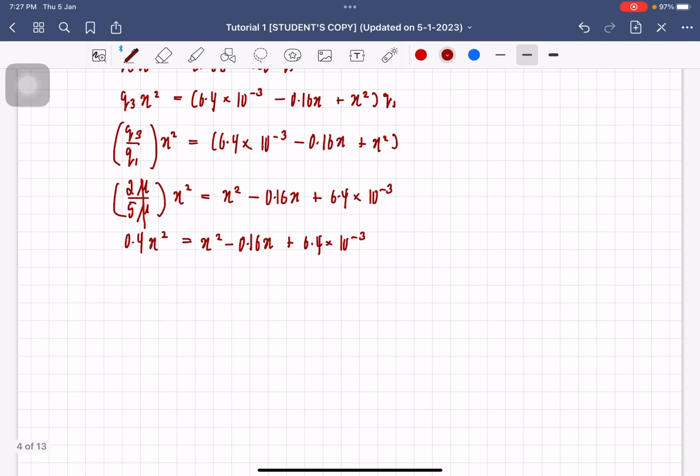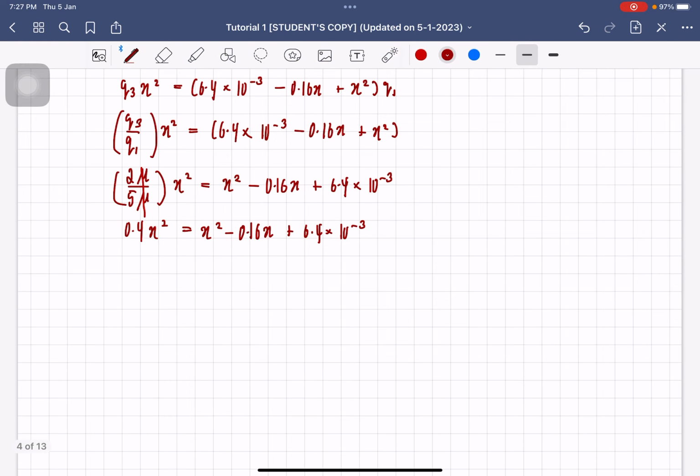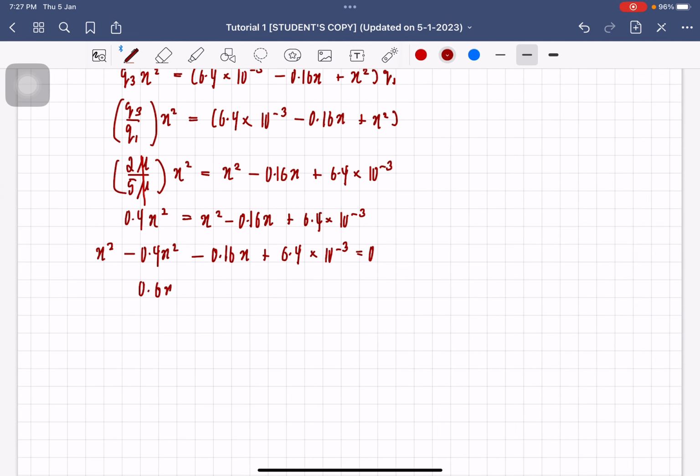Okay, so if you rearrange this pindah pergi sini, you will get x square minus 0.4x square minus 0.16x plus 6.4 10 negative 3 equal to 0. So you will end up with an equation that is 0.6x square minus 0.16x plus 6.4 times 10 negative 3 equal to 0. Okay, so this is a quadratic equation.